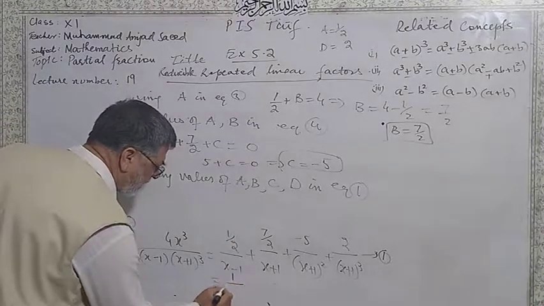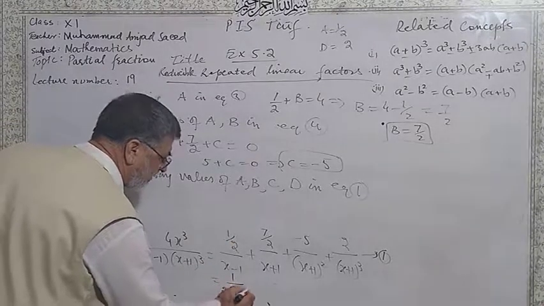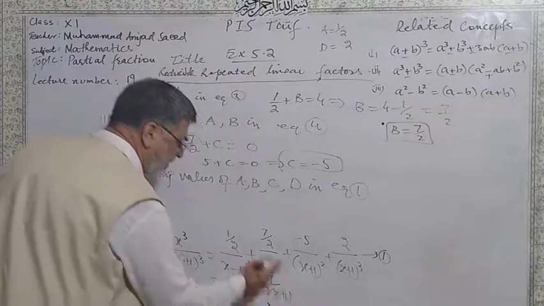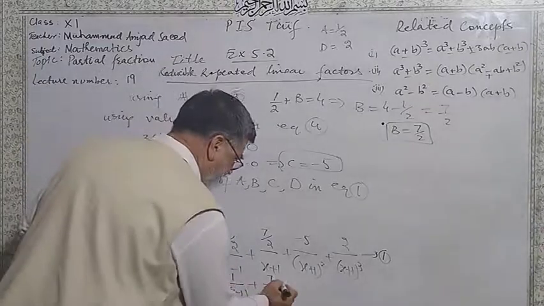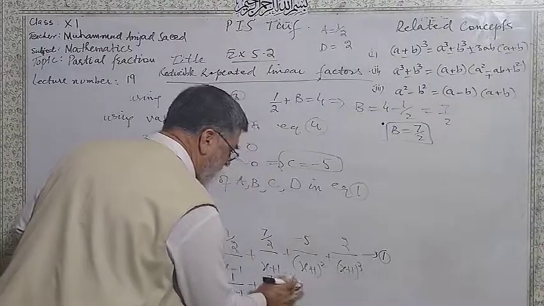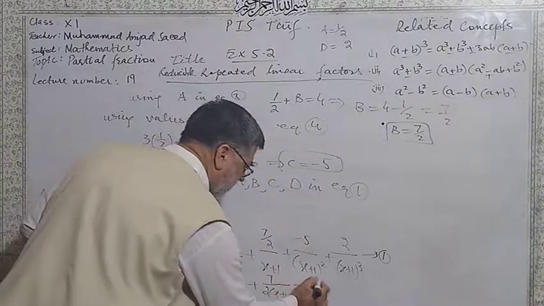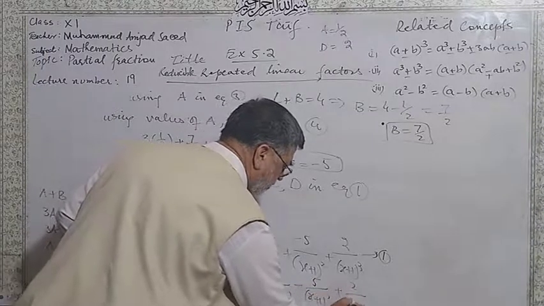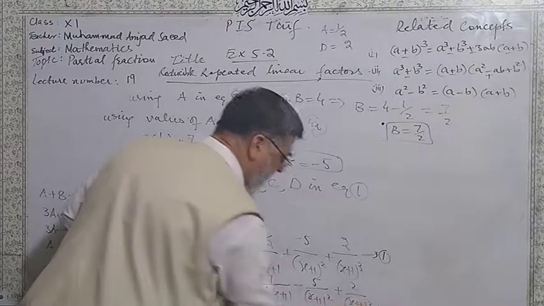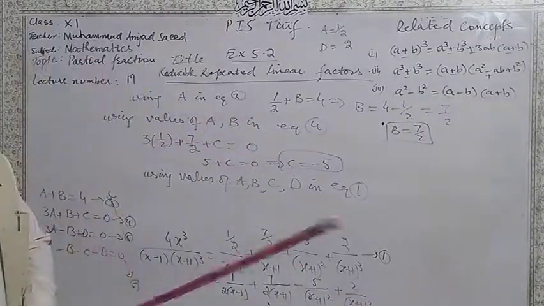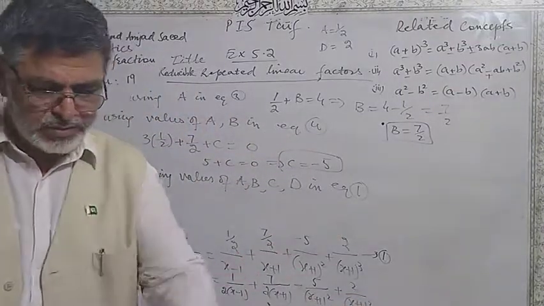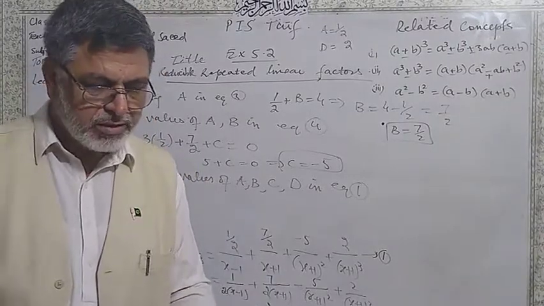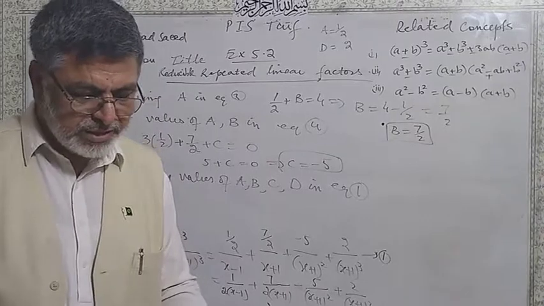Here you will have 1 over 2 into x minus 1 plus 7 over 2 into x plus 1. This 2 will come in the denominator, and this will be plus minus minus 5 over x plus 1 square plus 2 over x plus 1 cube. So this is your answer of your question number 10. We can check it.